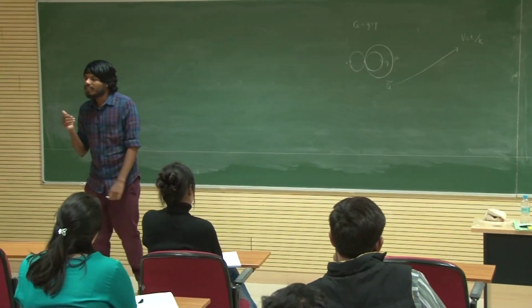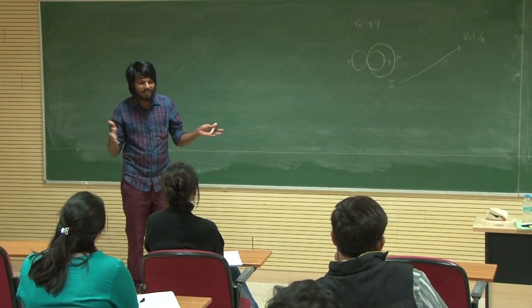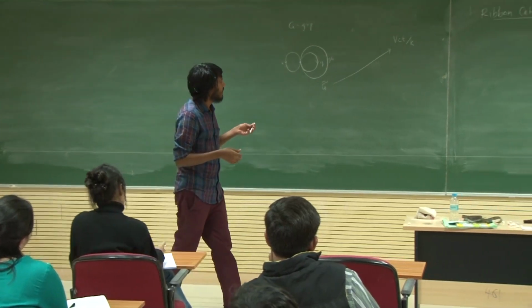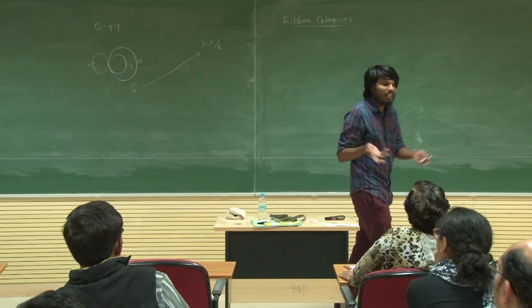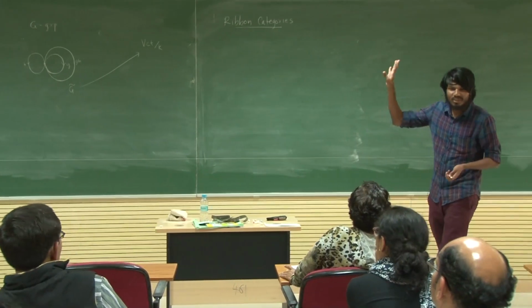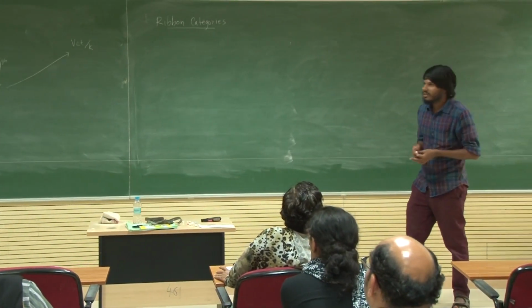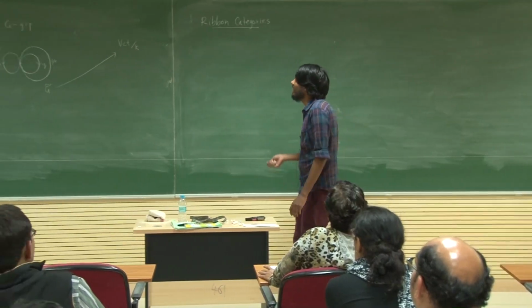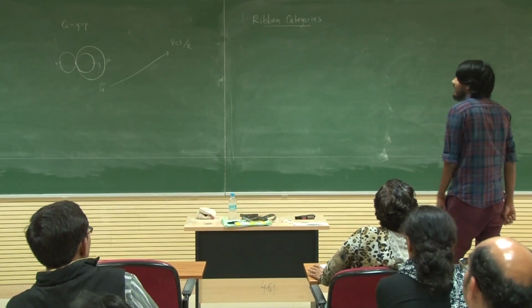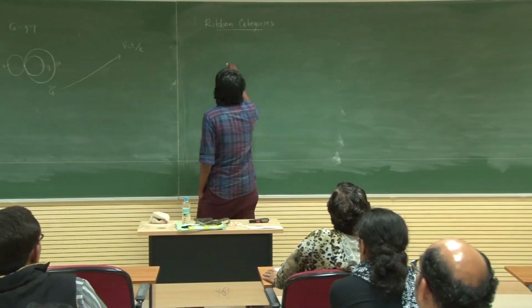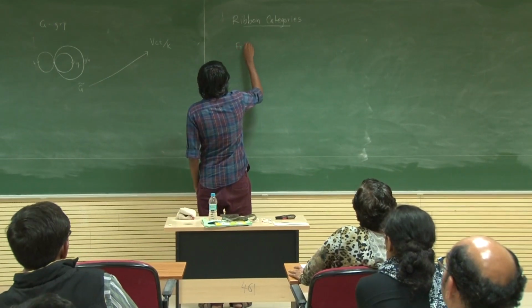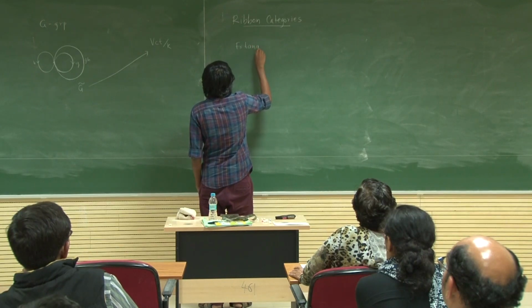Here we are going to look at something called the ribbon category, and a representation of this category would mean a functor from this category into some nice category. So this is a way to generalize representations. That's what I wanted to say. Today's main protagonist is the category of framed tangles.